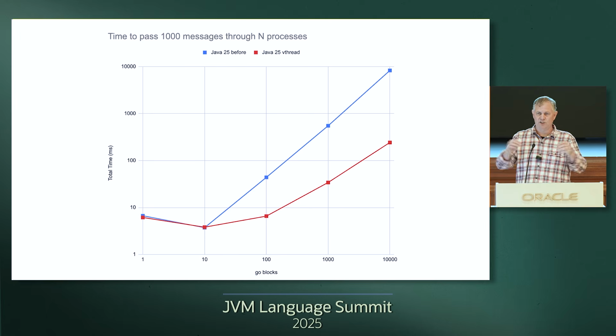It just creates a chain of Go blocks, n long. So the x-axis down there is the number of Go blocks. And then it just pushes 1,000 messages into the front and waits for the ball to come out the back. So it's not doing any work. It's really just coordination and switching time.